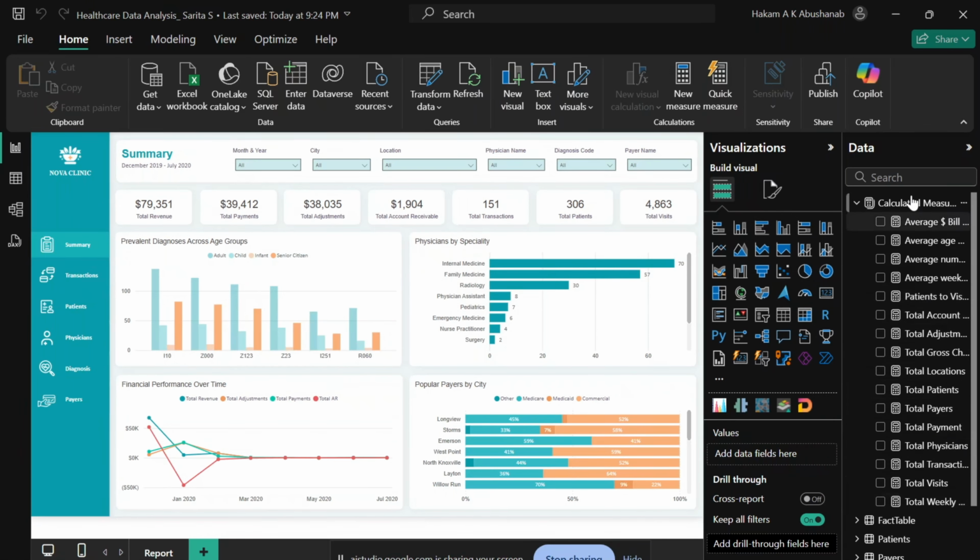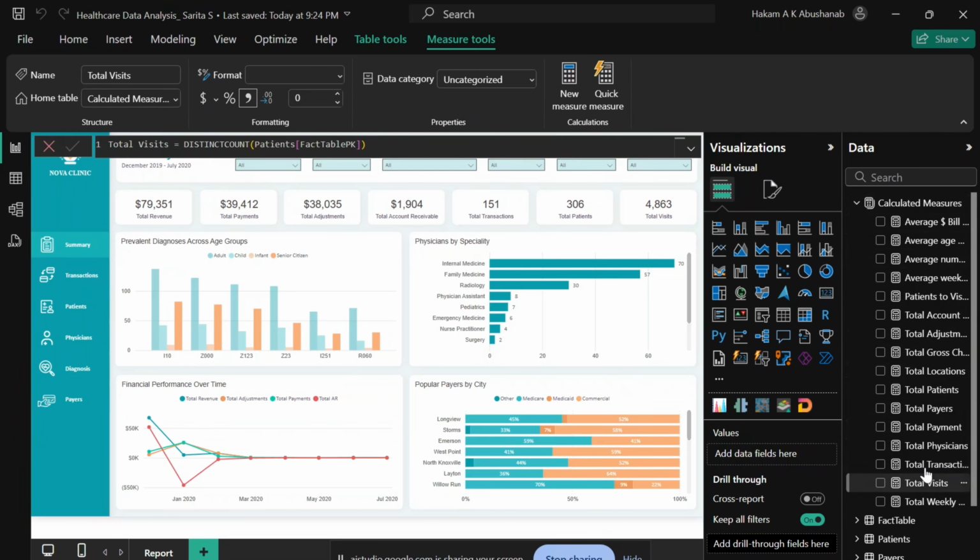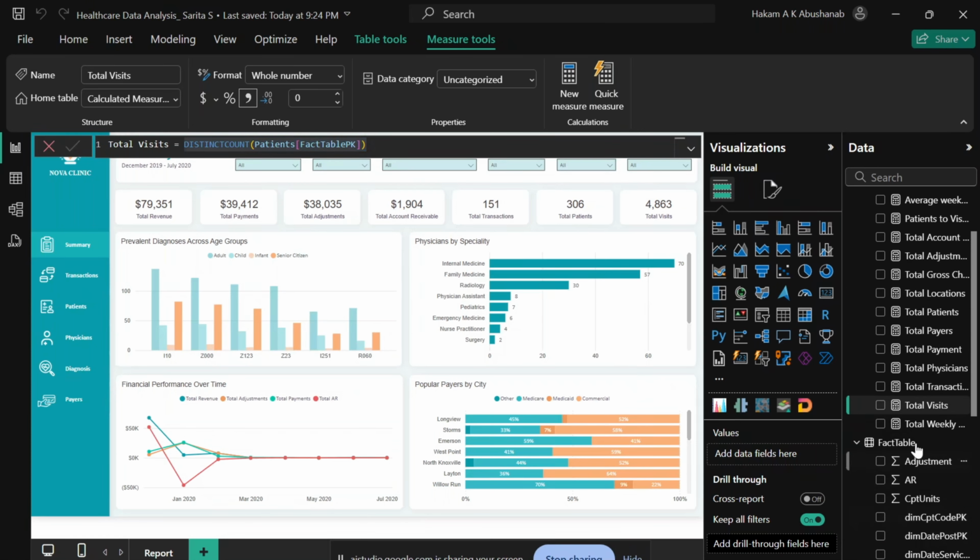Okay, so here on the right, I see some measures that were already calculated, but I don't understand some of them. So for example, for this one, what does it mean? Could you please help me understand this DAX formula? Certainly, the measure you selected, total visits, uses a DAX formula, which counts the distinct number of patients from the fact table, that is the table where the data resides. Would you like me to elaborate on the meaning of distinct count?